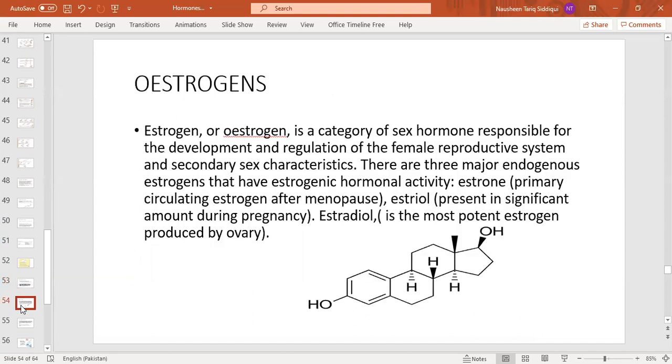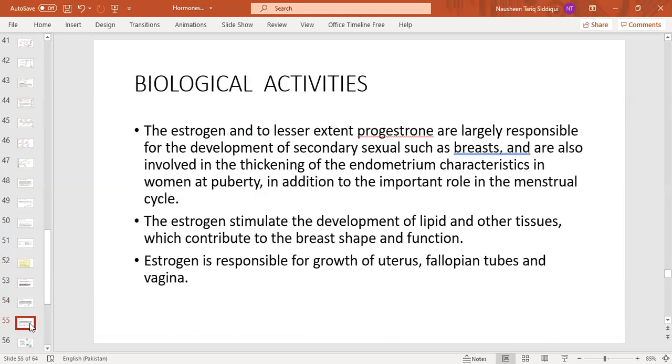Estrogen is a category of sex hormone responsible for the development and regulation of the female reproductive system and secondary sex characteristics. There are three major endogenous estrogens that have estrogenic hormonal activity: estrone, the circulating estrogen after menopause; estriol, present in significant amount during pregnancy; and estradiol, the most potent estrogen, which is produced by the ovaries.